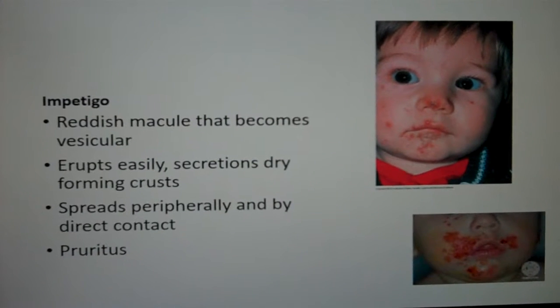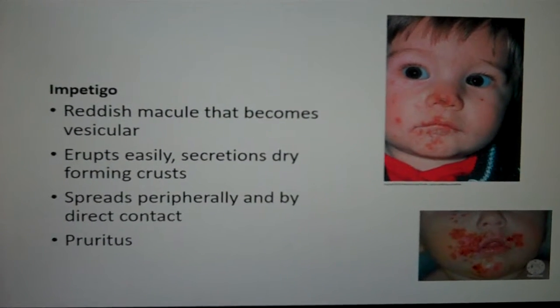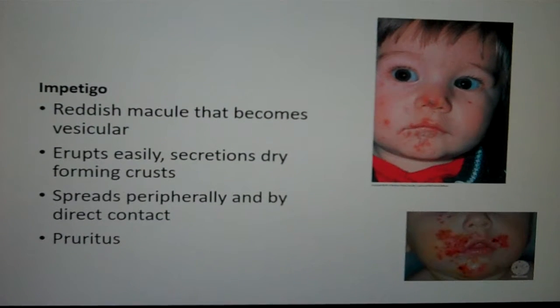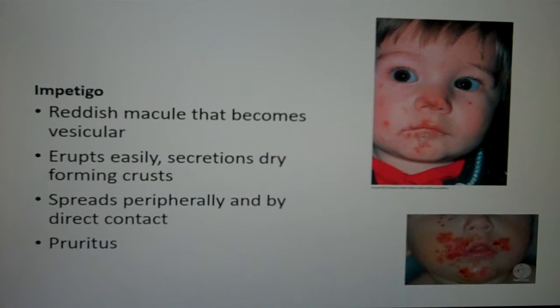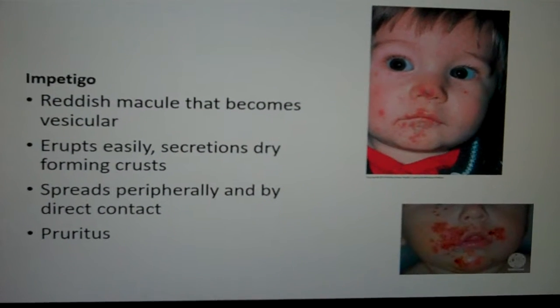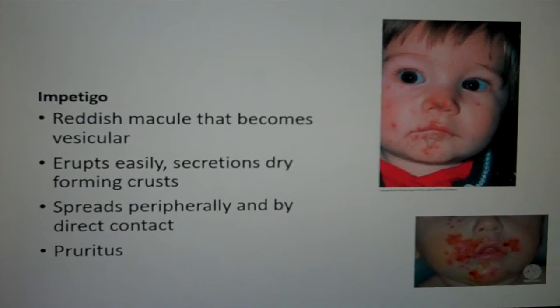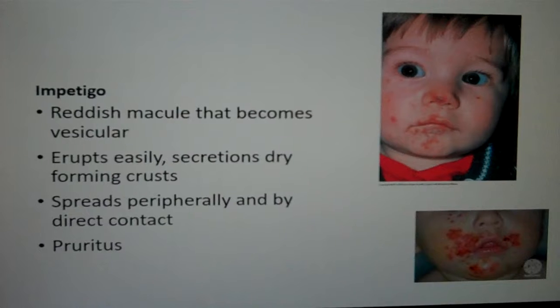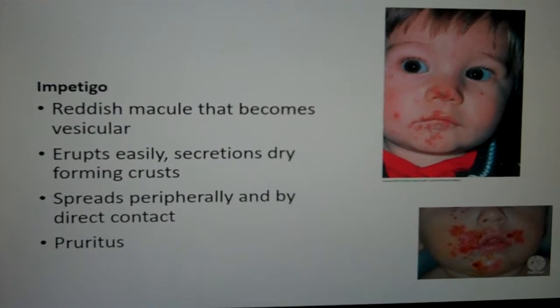Impetigo is a bacterial infection of the skin. You'll see a reddish macule that becomes vesicular. It erupts easily, secretions dry, and it forms crust. It will spread peripherally and by direct contact. It tends to be itchy as well, so you'll see the pruritus. It's caused from a staphylococcus infection.